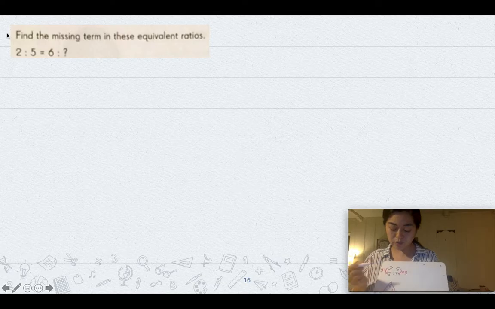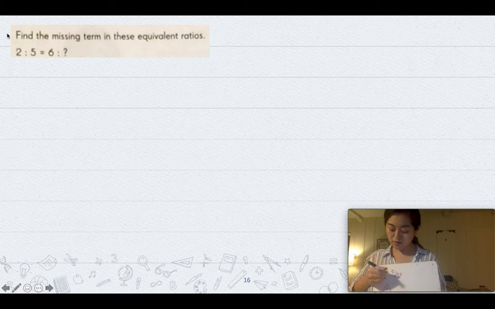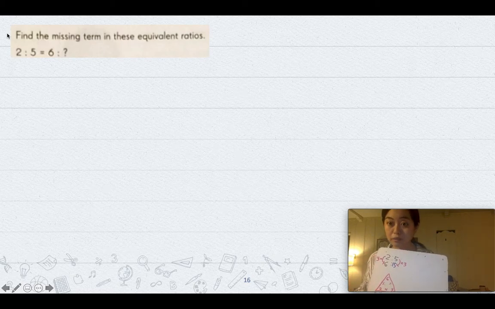And whatever I do on one side, I have to do on the other side. So 2 times 3 is 6. 5 times 3 is what? Well, that's going to be 15. So that's one way we use division to figure out what we need to multiply by.